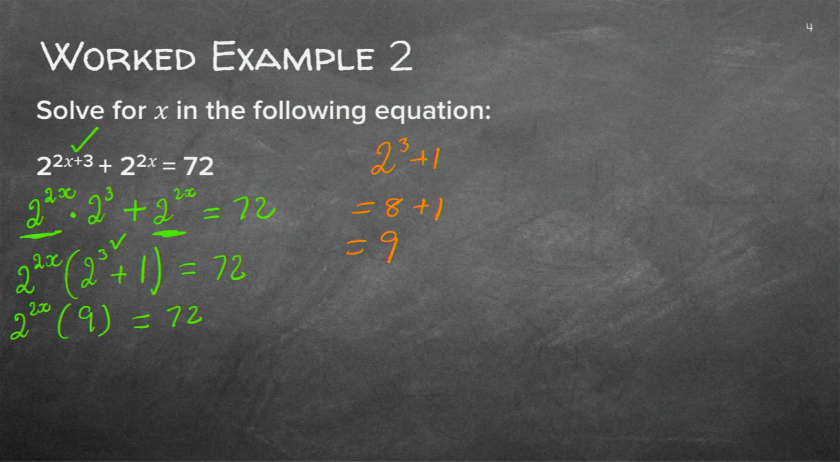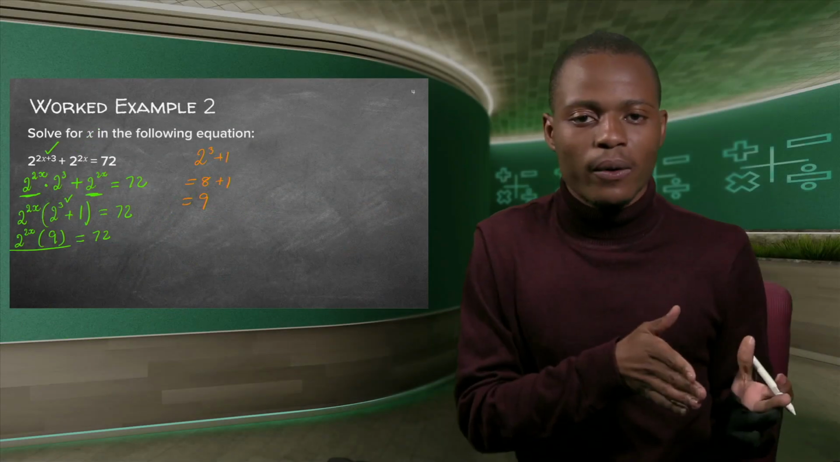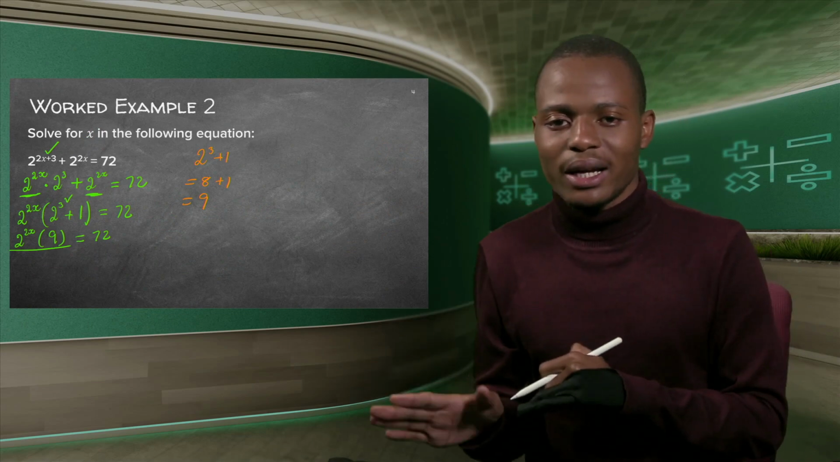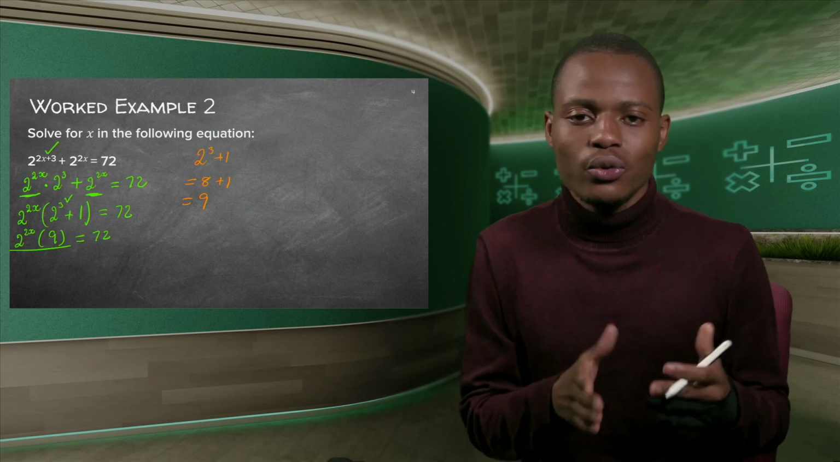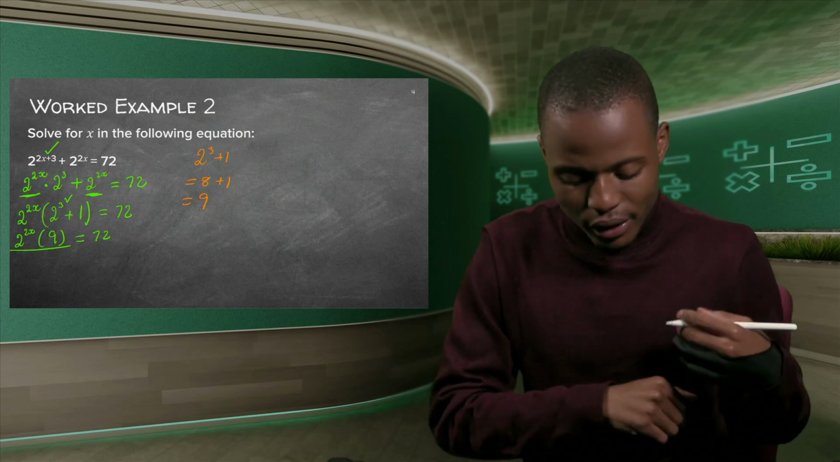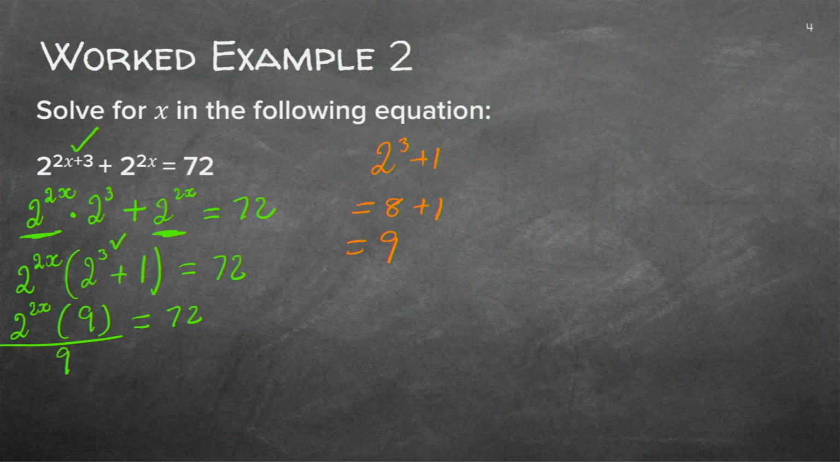Now, once you reach this stage, you divide by 9, because you need every value with x on the left hand side and numbers without x on the other side. So that is why we have to divide by 9. As we divide by 9, we divide both sides. What you do on your left, you always do on your right. So now you have 2 to the power of 2x equals what? 72 divided by 9 is 8.